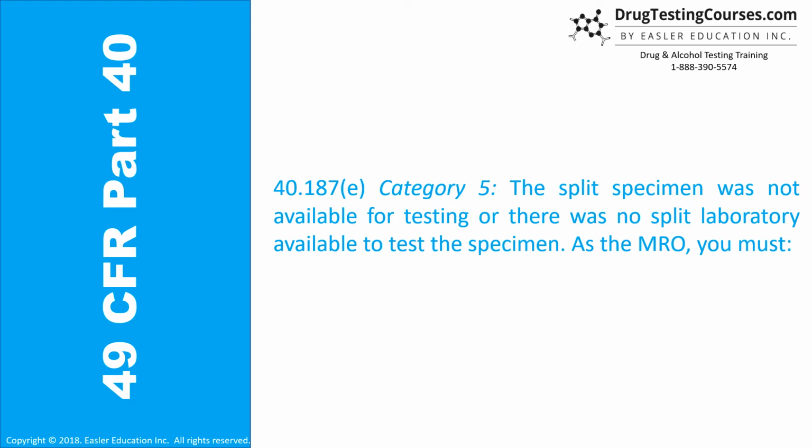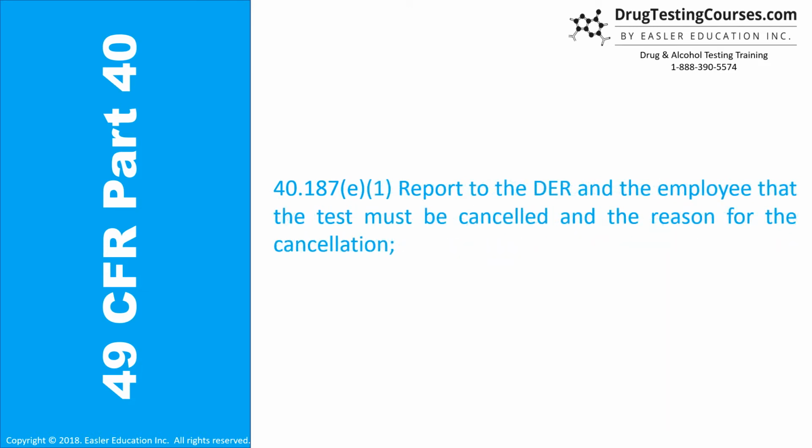40.187E, Category 5. The split specimen was not available for testing, or there was no split laboratory available to test the specimen. As the MRO, you must 40.187E1. Report to the DER and the employee that the test must be canceled and the reason for the cancellation.